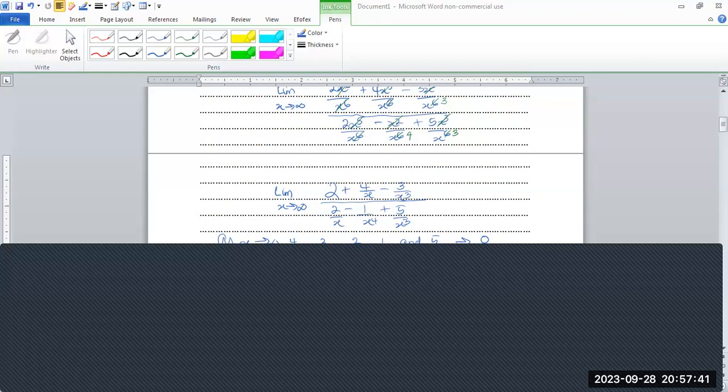Why, sir? Because an indeterminate form is when I get 0 over 0, infinity over infinity. So if you're writing, you have something blocking the screen. I don't know why this thing came up.